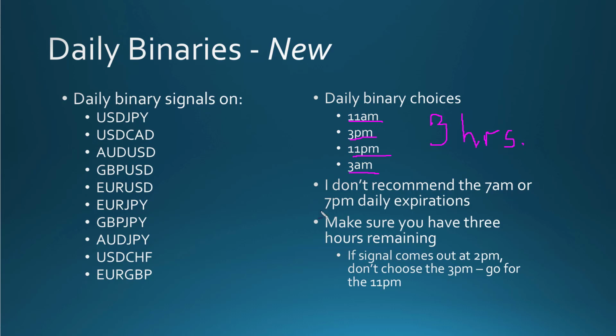I do not recommend the 7 a.m. and the 7 p.m. daily expirations, okay? Now, this means if the signal comes out, for example, 2 p.m., okay, don't go in for the 3 p.m., you have to choose the 11 p.m. expiration. Okay, this is the only thing that actually makes trading the dailies a little bit more complicated. You have to make sure you have enough time for this binary to work in your favor.